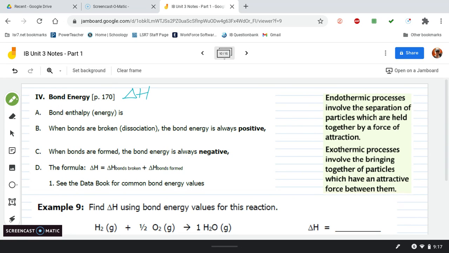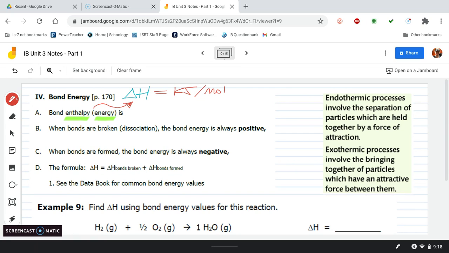If we look at the terminology here, a couple of things should stand out. The idea that the word enthalpy and the word energy are going to be the same thing is important. So if a question asks you for enthalpy or energy, what are they really asking for? Well, they're really asking you for delta H. So it's good to understand what you're looking for. You're looking for delta H. Remember, delta H is something that is going to be in kilojoules per mole.